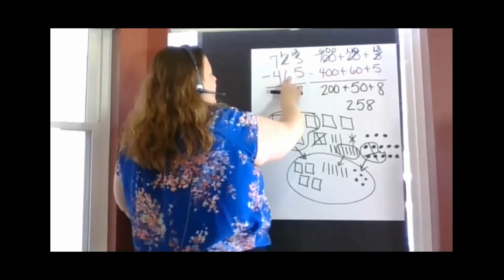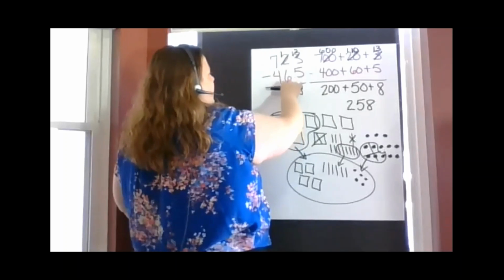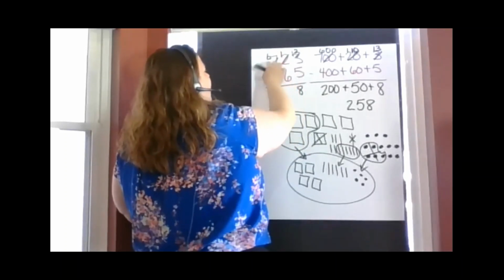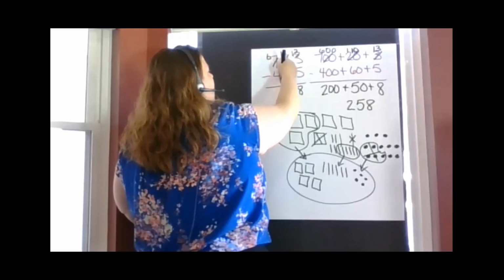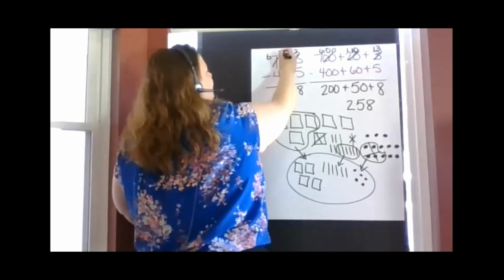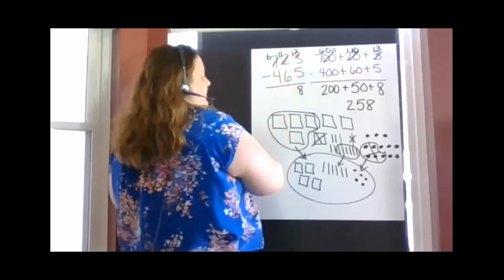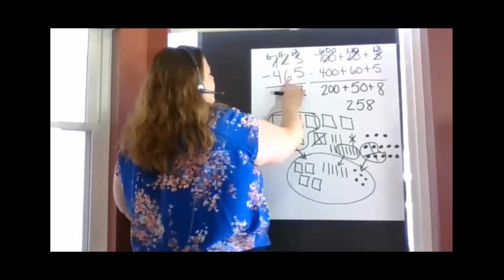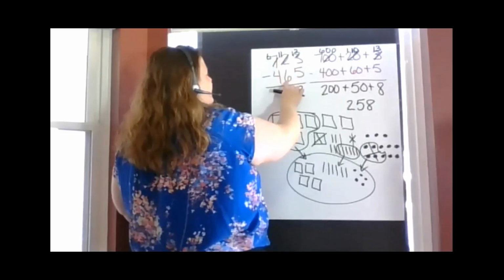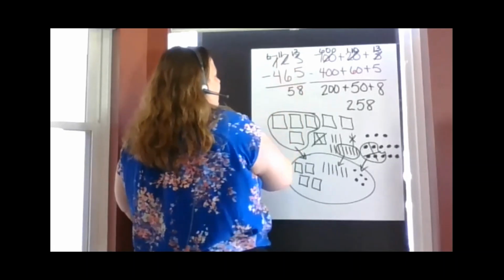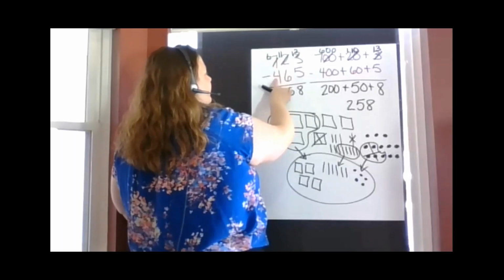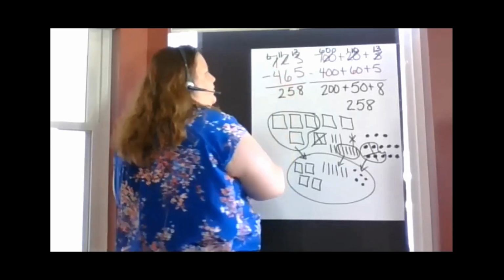110, so I have 10 minus 60. I can't do that here, so I'm going to make that trade. So I'm going to have 600 left. I now have, instead of 110, I'm going to have 11 tens. 11 tens take away 6 tens is 5, or 50. 600 minus 400 is 200.